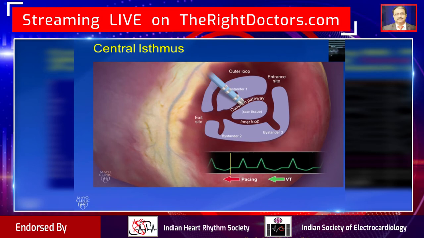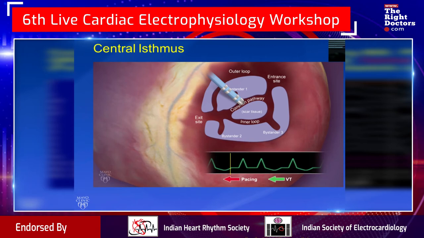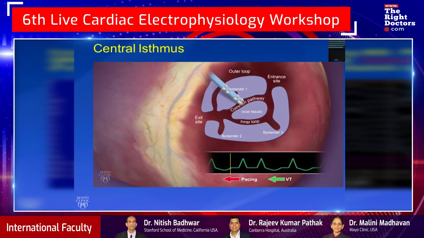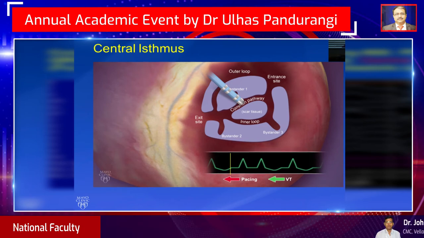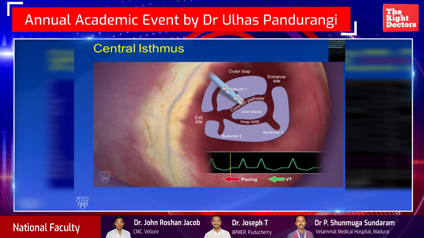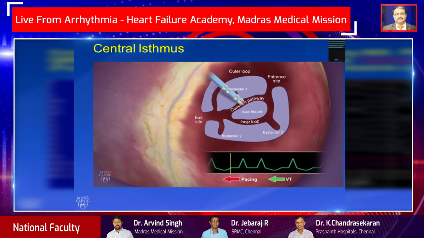So if you're in a bystander and you're pacing from there, you're going to compare what happens for the interval from the stimulus to the QRS during pacing, and what happens to the interval from the electrogram to the QRS when you're not pacing during tachycardia, okay? So during pacing, your pace stimulus is going to take some time to get into the circuit, go around, and then come back to the bystander electrogram, right? And so there is going to be additional time taken during pacing.